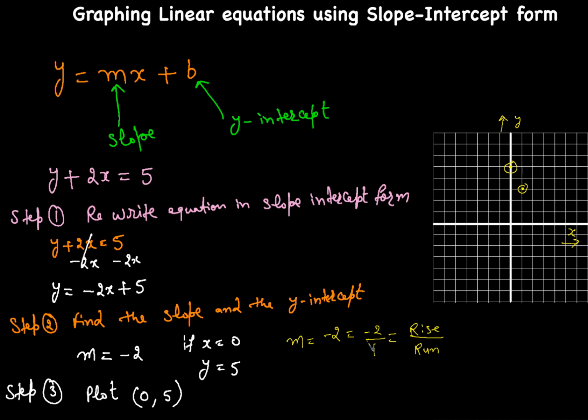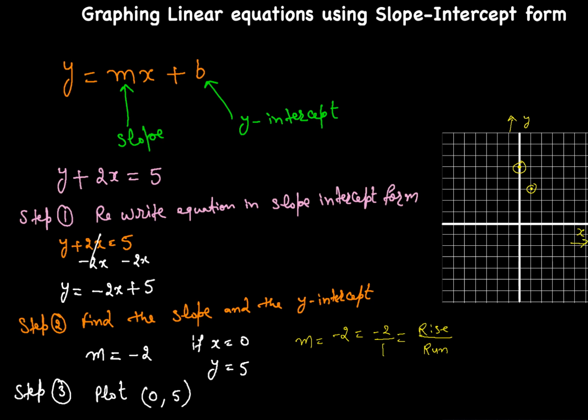So from the slope -2, I'm gonna go down 2 points along the y-axis, 1, 2, that's the change in y, and then I'm gonna go right 1 point. That's the x change of 1 point. That brings me to this point. So now we got those 2 points and we're gonna draw a line through them. That will give us our graph.